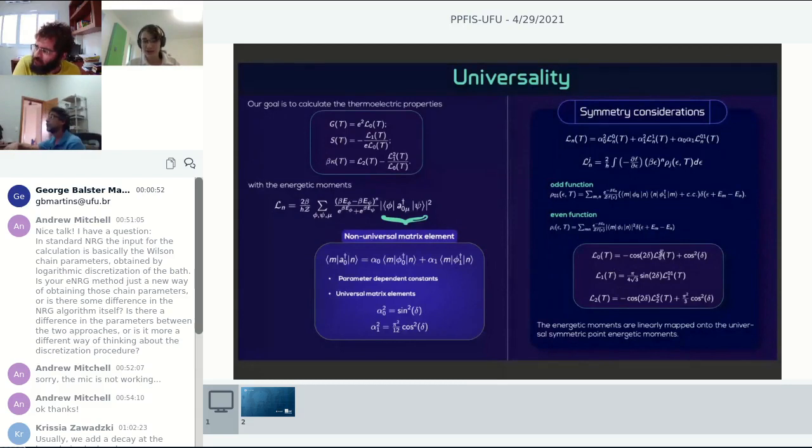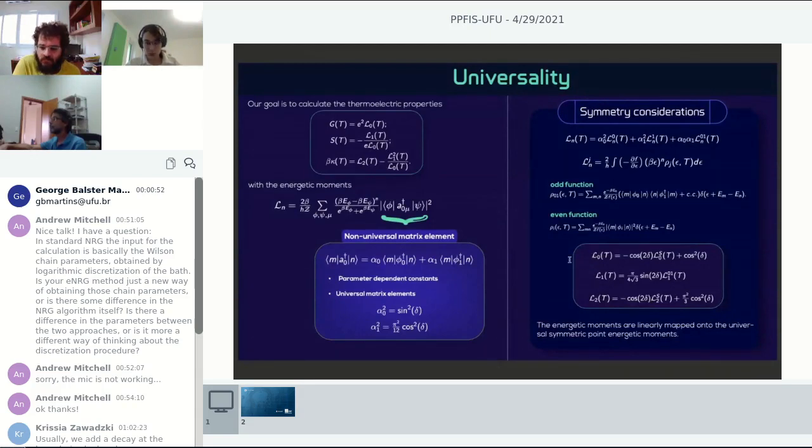With these two considerations, I get the energetic moments in the simpler form, where they only depend on one function each. And as I said, these functions are universal. So the temperature dependence is restricted to universal functions, and the particle-hole asymmetry restricted to these delta coefficients. But how do we actually compute these universal functions?